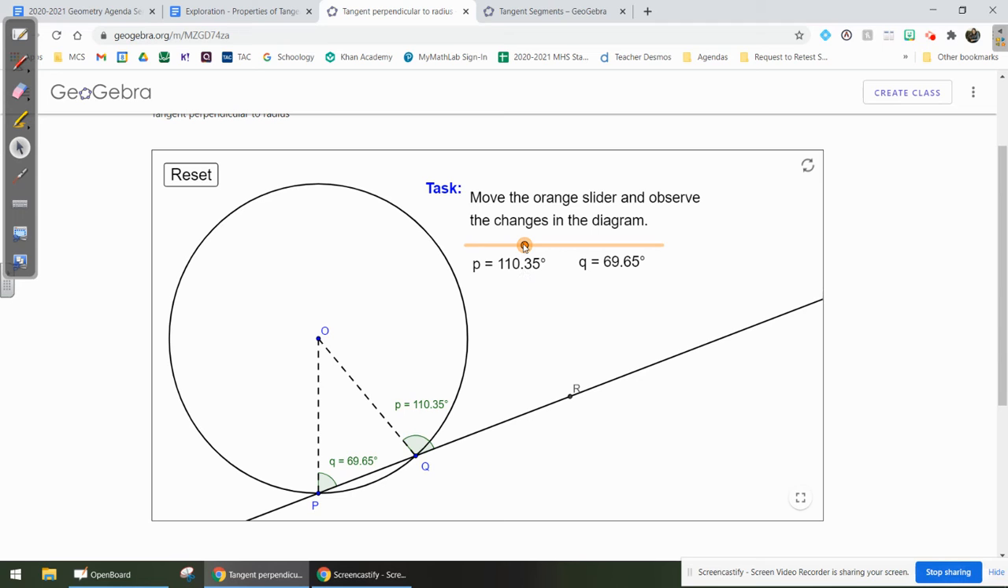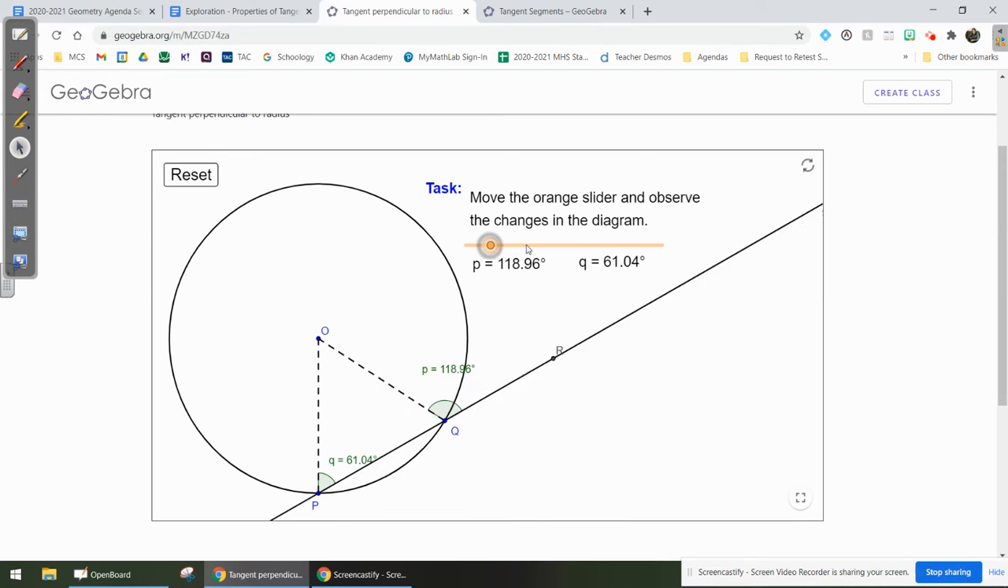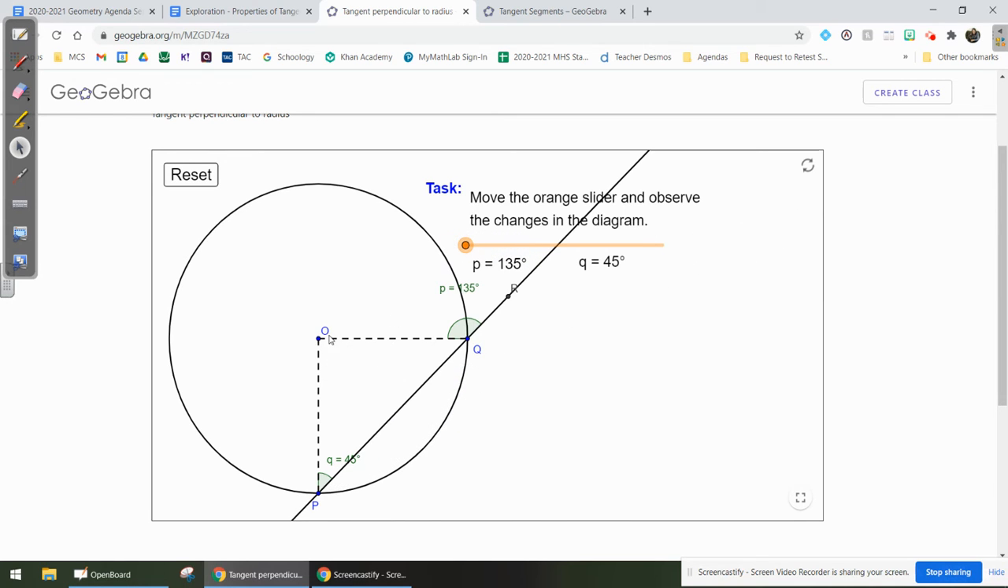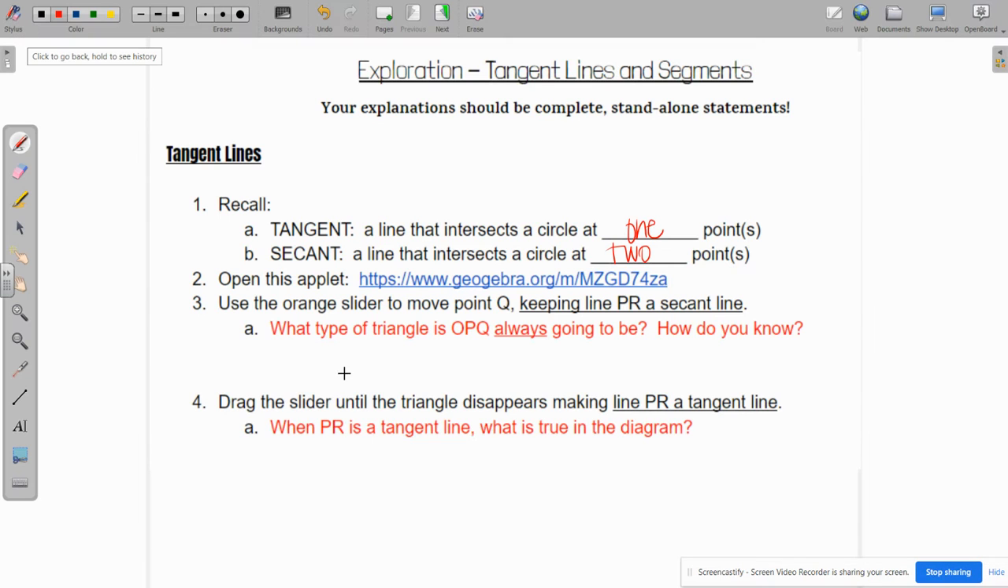I can't say that it's always acute or always right because in this case I do have an acute triangle, but we showed another example of where we would have a right triangle. So the question here says, what type of triangle is OPQ always going to be? We can say it is always going to be isosceles because two of the sides are radii of the circle. And therefore they are congruent to each other.